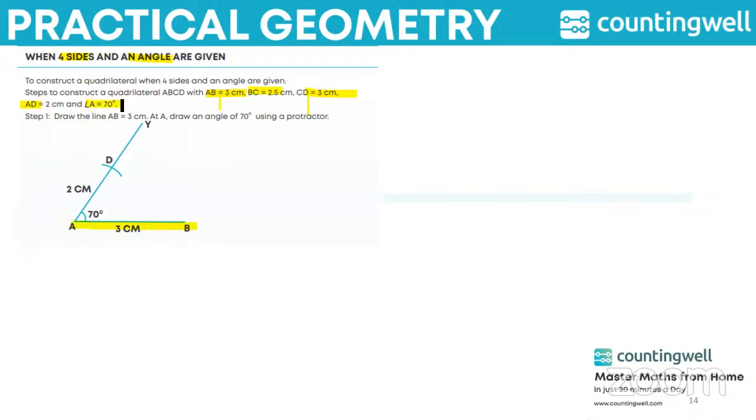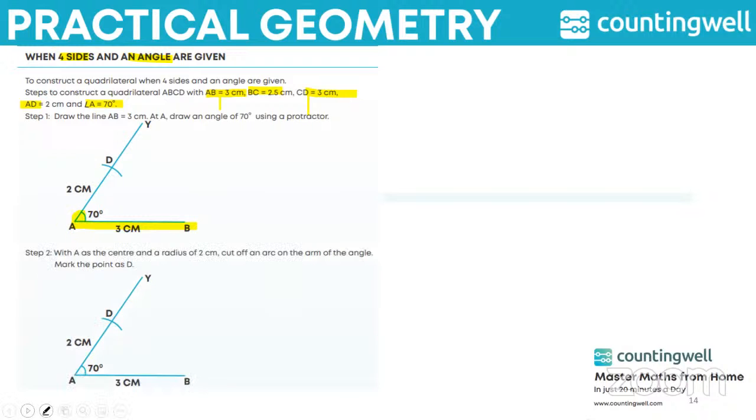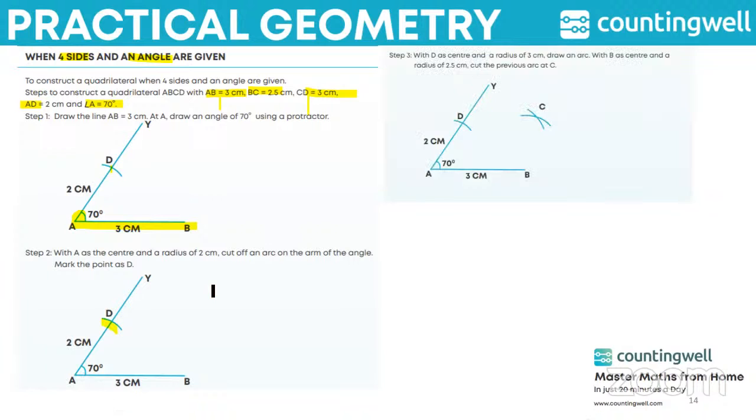Since the measure of A is given, we will mark the angle 70 degree. Then we'll take the radius 2 centimeter and mark the point D. Then with A as the center and radius 2, we'll mark the point D.